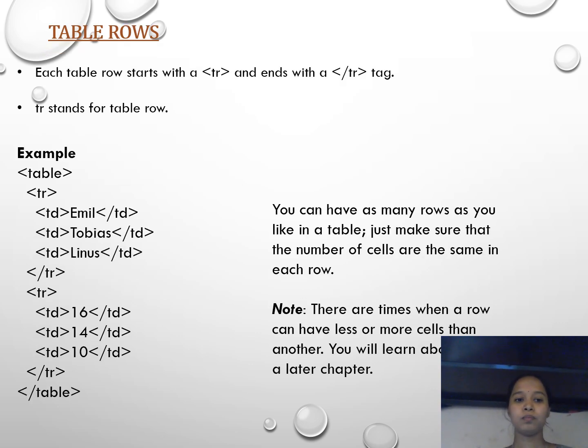And table row. Each table row starts with the tr tag and ends with the /tr tag, and tr stands for table row, and this is the example for the table row. You can have as many rows as you like in the table. Just make sure that the number of cells is the same in each row. Note, there are times when a row can have fewer or more cells than another. You will learn about them in the next chapter.